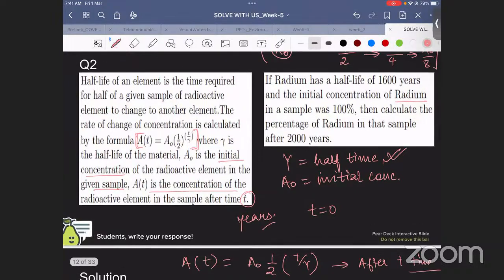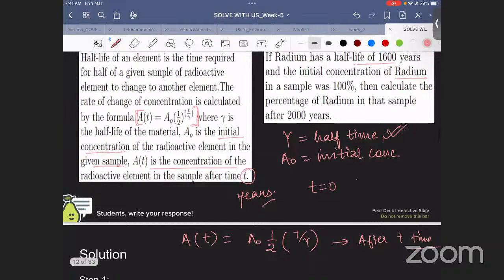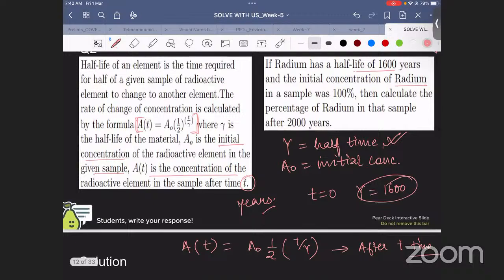If radium has a half time, gamma has been given to you. Gamma is equal to 1600, this is the half time. After 1600 years, a naught will become a naught by 2. The initial concentration of radium in the sample is 100%. Then calculate the percentage of radium in that sample after 2000 years. There must be one idea we'll get for sure: if 1600 is the half time, then after 2000 years it must be less than 50%, right?